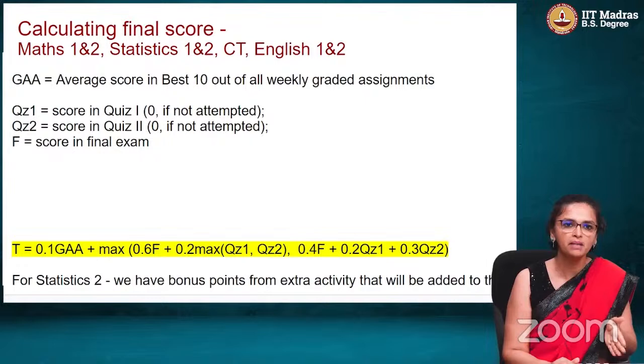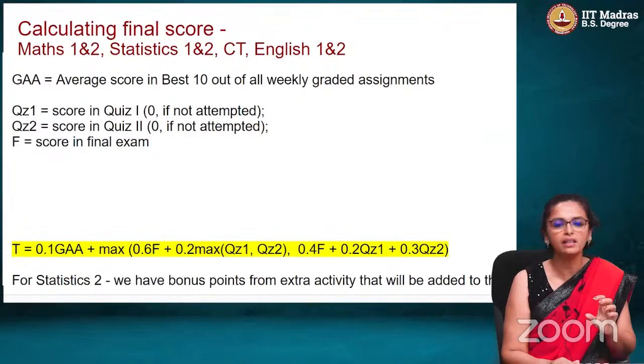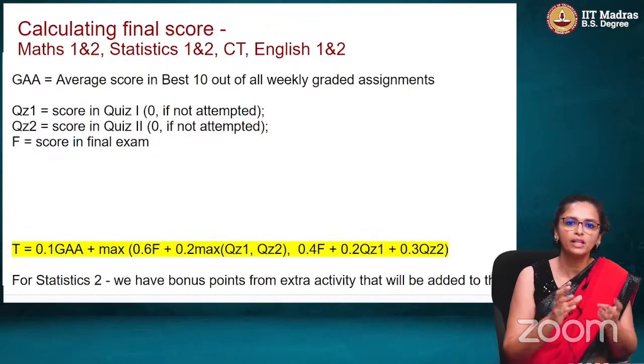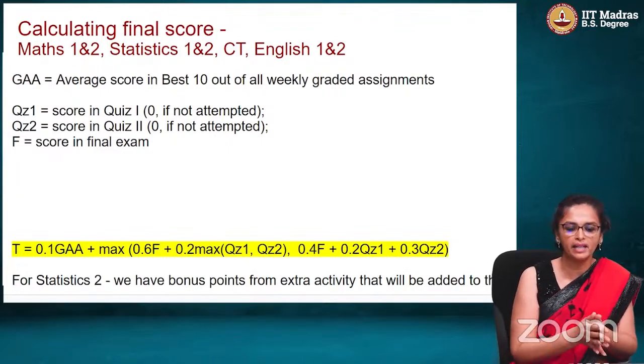Assuming these are the assessment components for the course, 10% weightage is given for the average score in the weekly graded assignments, so we have given it as 0.1 GAA. Then there is a formula wherein, if you have attended both quizzes or just one quiz, we do a combination of the two, see whichever is the higher mark, and then add it to the weekly graded assignment score.